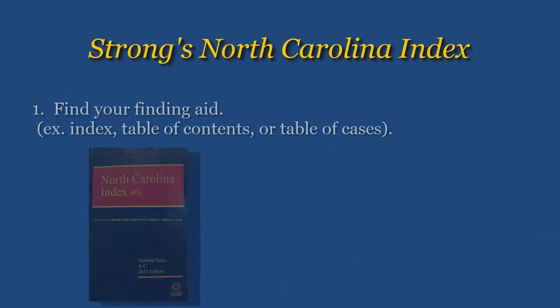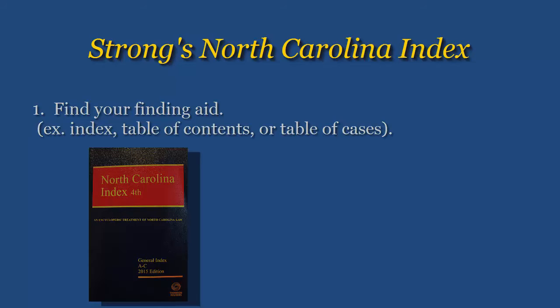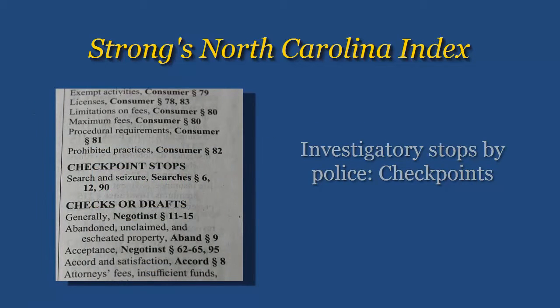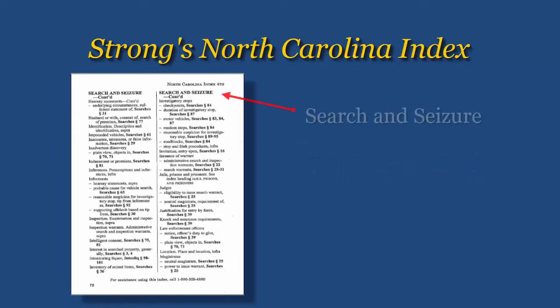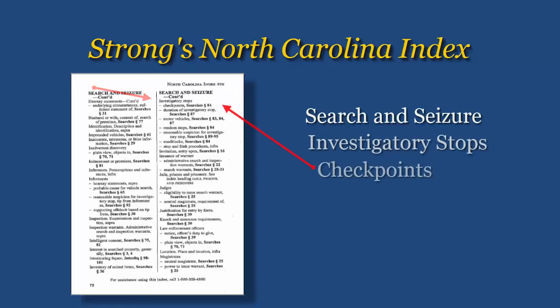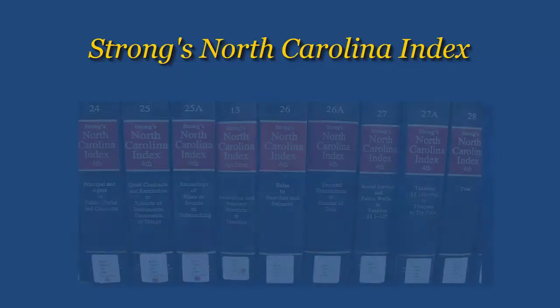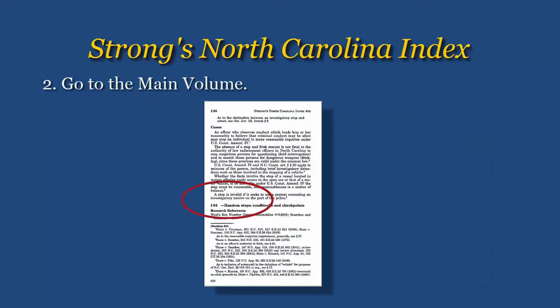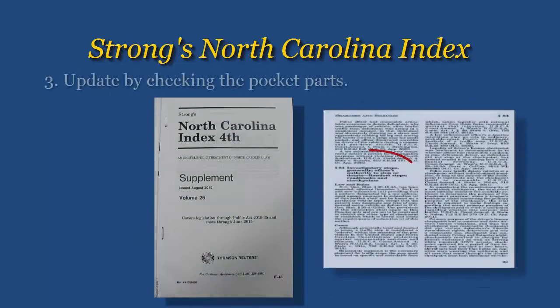To locate information in Strong's, you would use the index to find your topic and its section number. For example, say you were researching investigatory stops by the police using checkpoints. Your topic is search and seizure. Your subtopic is investigatory stops, and under investigatory stops, you'll find checkpoints. Next, you would go to the main volume marked Search and Seizures and look for section 84. After you've read the information in the main volume, don't forget to update by checking the pocket parts.